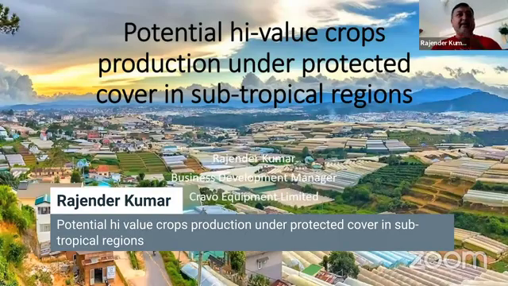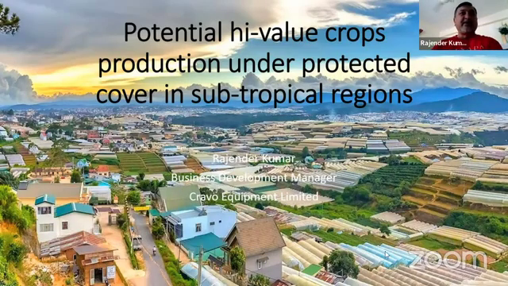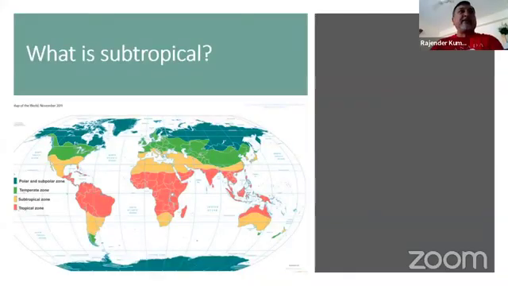Subtropical region. You can see this picture. This is a picture from Dalat in Vietnam, where you can see this huge number of polytunnels, polyhouses at one place. So let me tell you what this subtropical is.